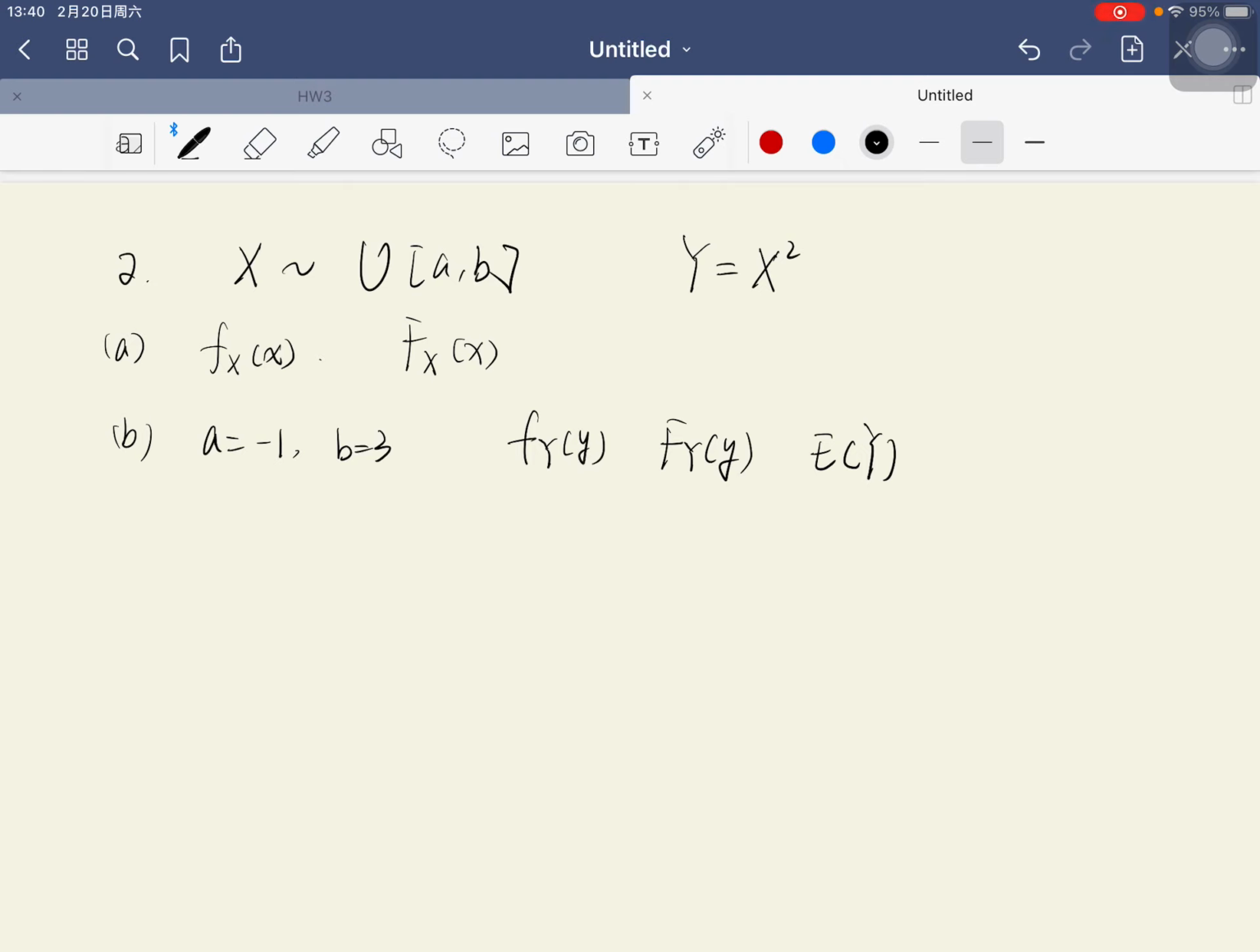This is question 2 of homework 3 in the probability and stochastic process course. In this question, X has the uniform distribution on the range a to b, and Y is equal to X to the power 2. We want to find the density function of X and the distribution function of X.